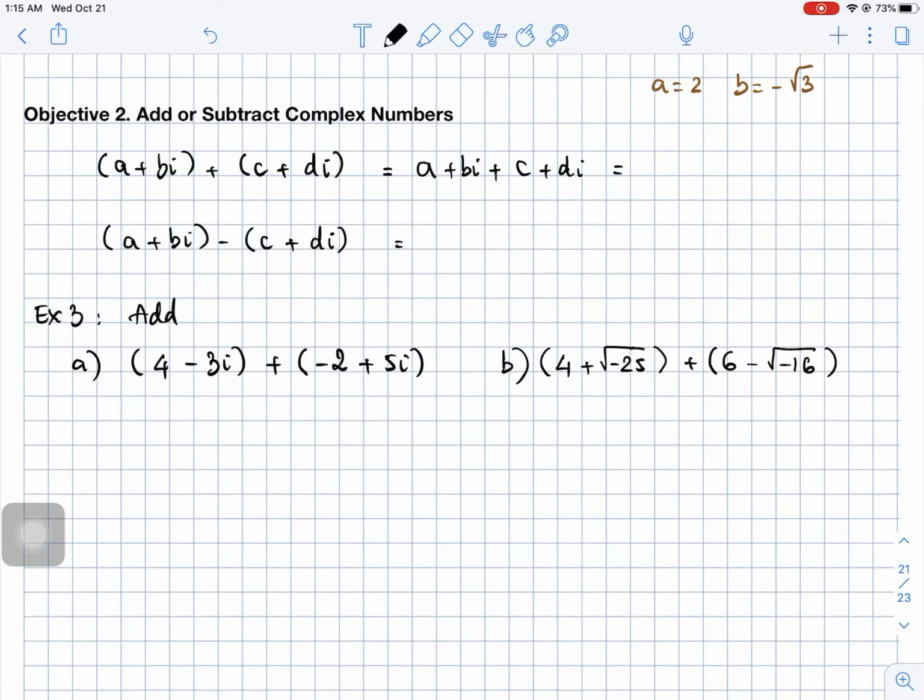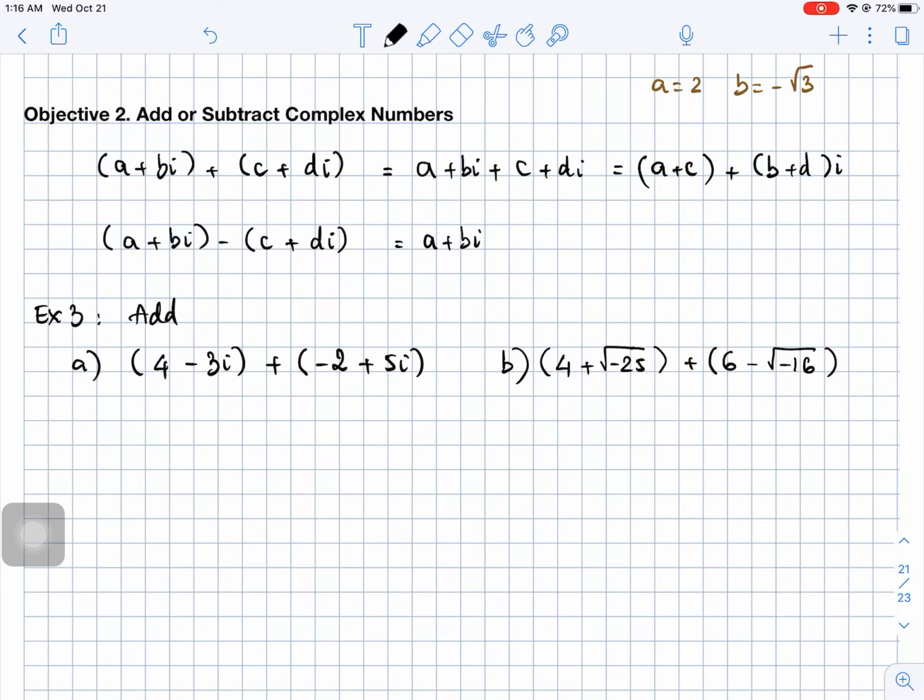Objective number 2, add or subtract complex numbers. If we have two complex numbers, the first one is a plus bi and the second one is c plus di. If we want to add them, what we do first is open the parentheses, and then we see that a and c are like terms, and for bi and di, we can factor out the i, so we will get b plus d.